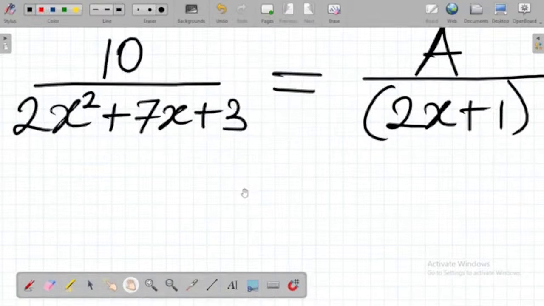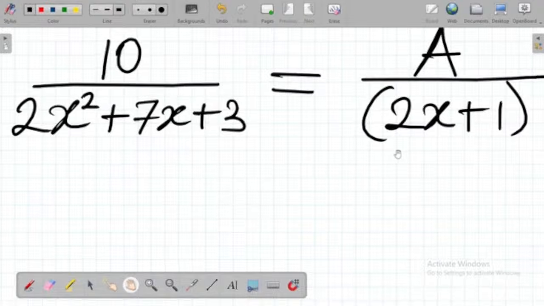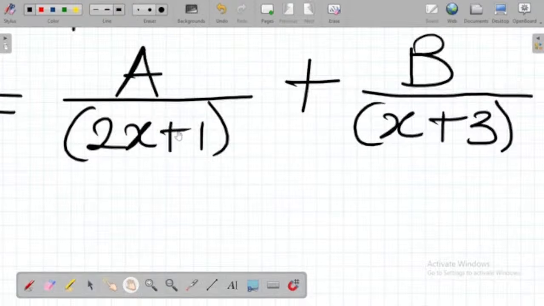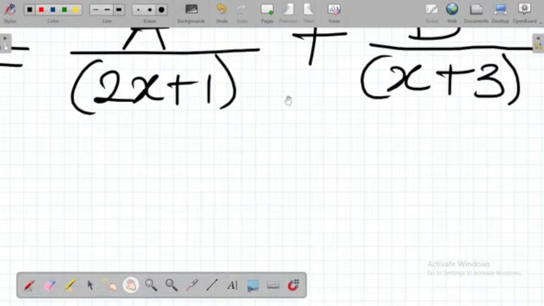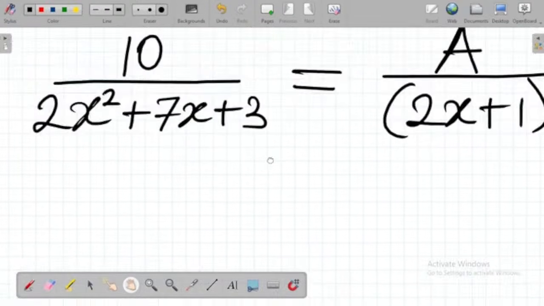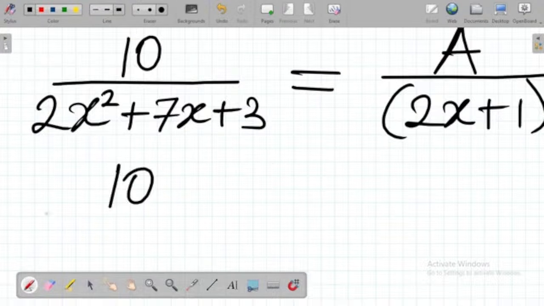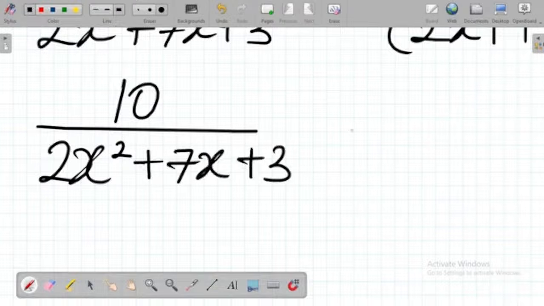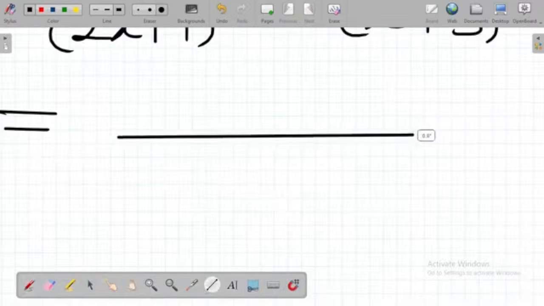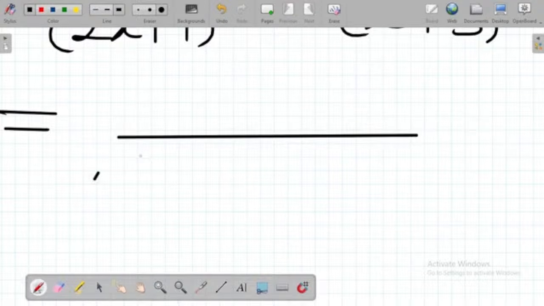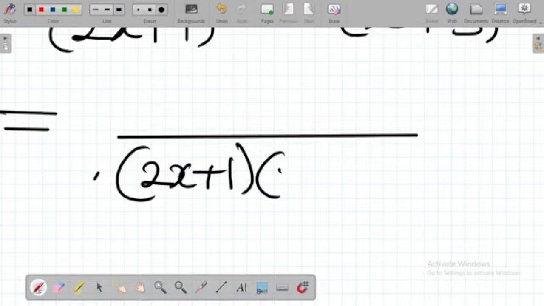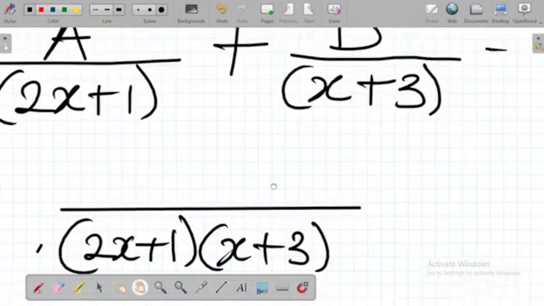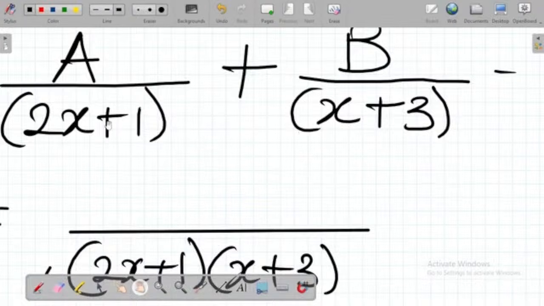Our next task is to take the LCM of the denominator at the right hand side. The right hand side here is A all over 2x plus 1 plus B all over x plus 3. So we'll take the LCM of 2x plus 1 and x plus 3. So here we have 10 all over 2x raised to the power 2 plus 7x plus 3 is equal to the LCM, which is 2x plus 1 and x plus 3. Simply combine the two when you are asked to find the LCM of something like this.